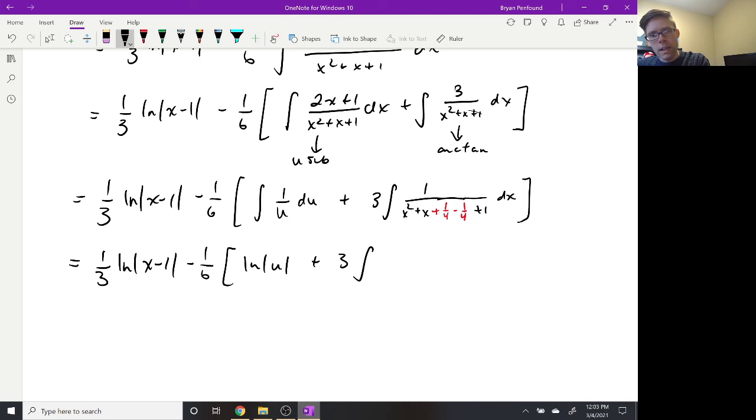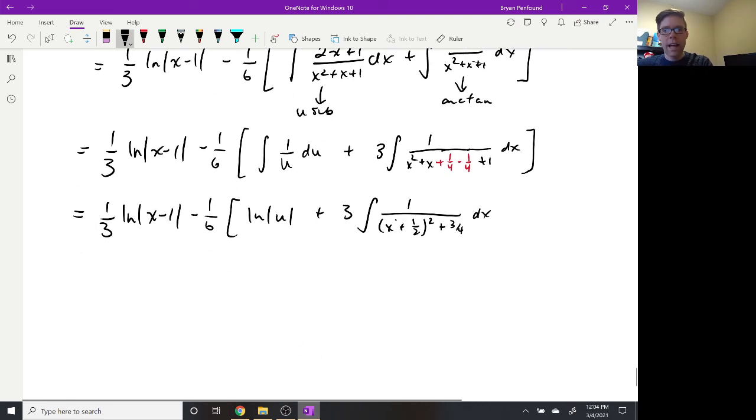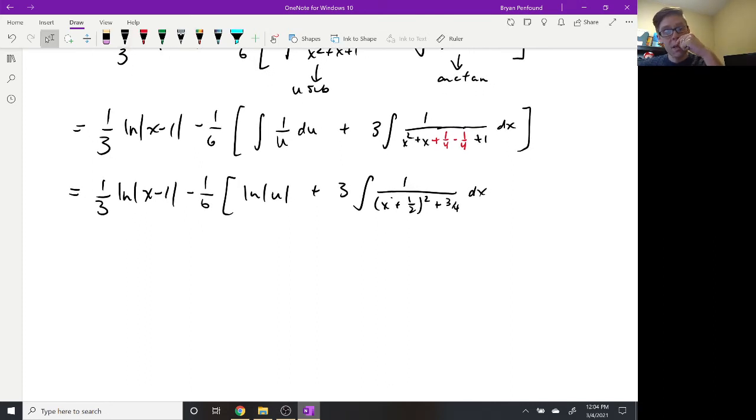And let's just clean up this integral over here. So complete the square, we get x plus 1/2 squared. And we're going to get 1 minus a quarter. 1 minus a quarter, I think, is 3/4. So that is completing the square in that last integral. And the reason we do this is to try to make this an arctan kind of integral. Okay, so let me just kind of clean up some brackets before we finish up that arctan integral.